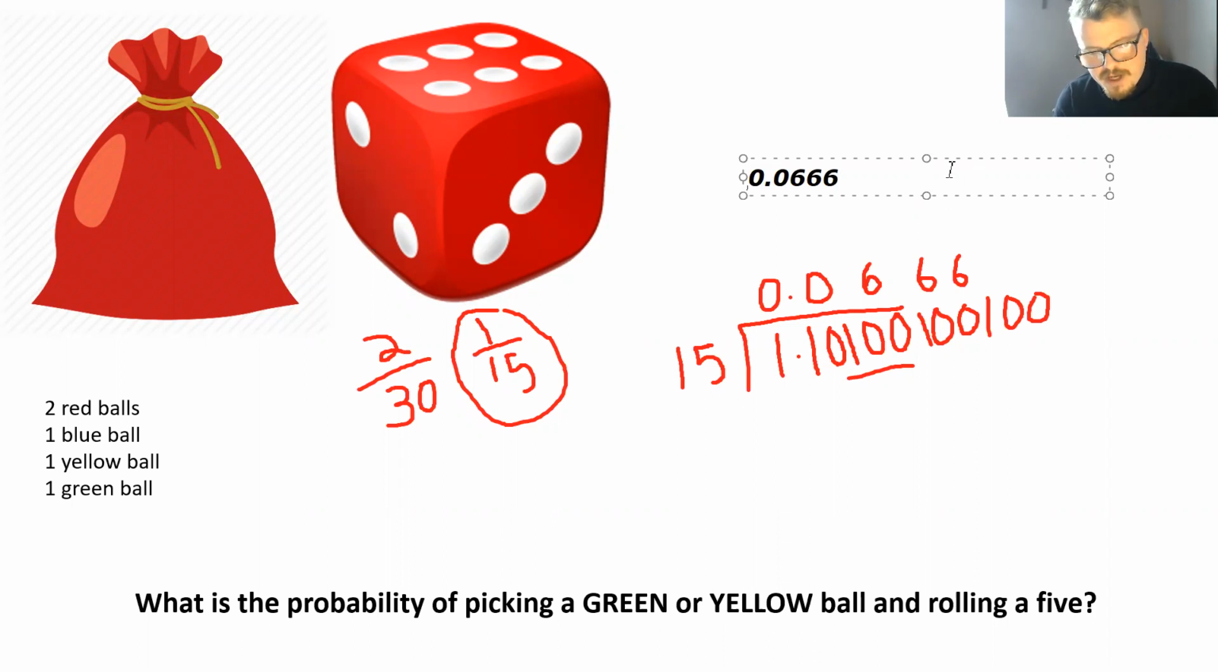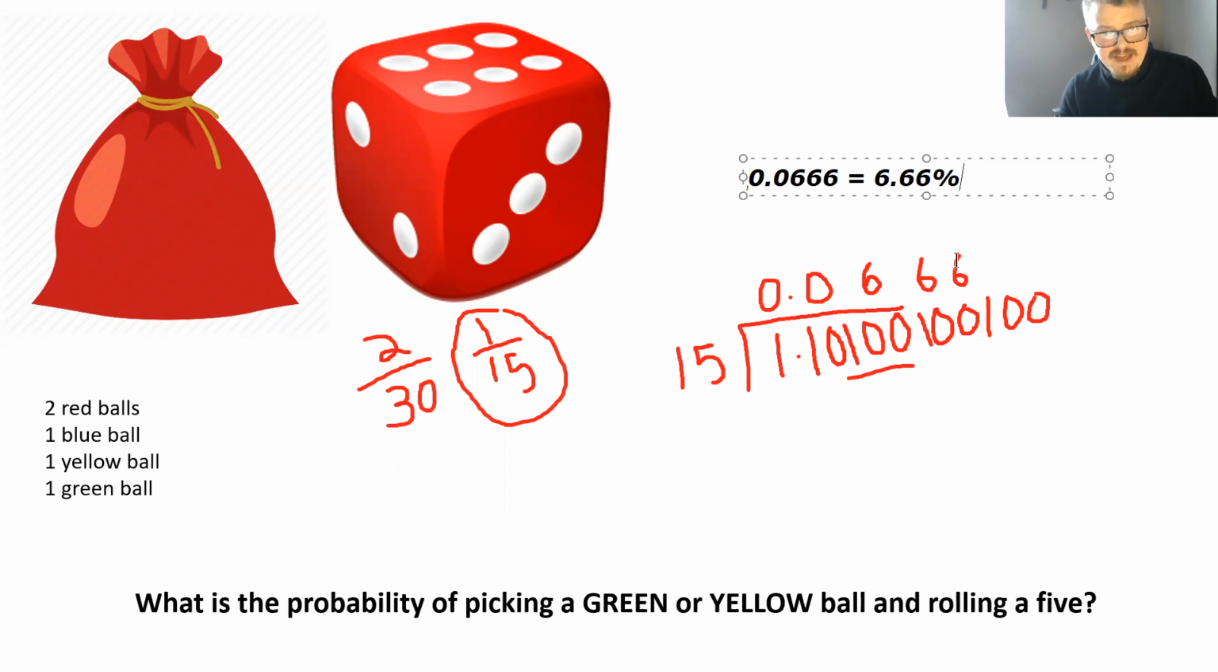Okay, so now I need to convert this into a percentage to see if it's worth playing that game. So how do I convert this into a percentage? I multiply it by 100. And we know what we need to do when we multiply by 100: I need to move each digit to the left twice. And that's going to give me 6.66%.